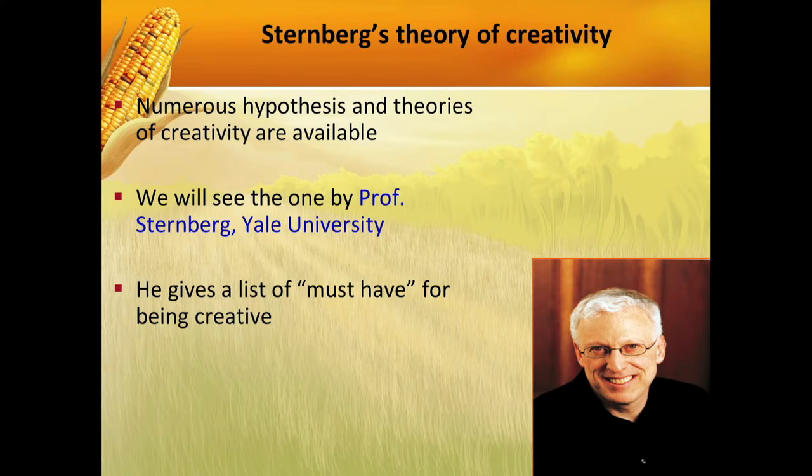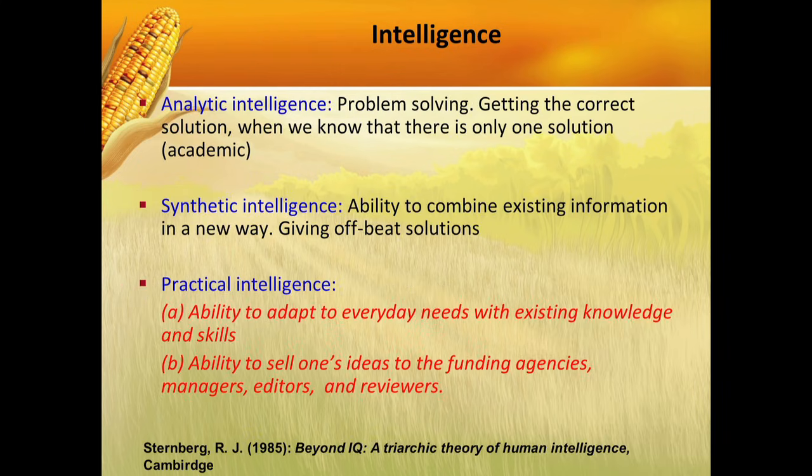Okay. This is Professor Sternberg of Yale University. Numerous hypotheses and theories of creativity are available. If you put creativity into Google, it will return you millions of sites, articles and all that. So I picked up this because it gels with the theme of this lecture. He gives a list of qualities one must have in order that somebody is creative. He classifies intelligence into three types: analytic intelligence, synthetic intelligence and practical intelligence. This is from his book 1985, Beyond IQ, a triarchic theory of human intelligence, published by Cambridge University Press, that is indicated at the footnote.